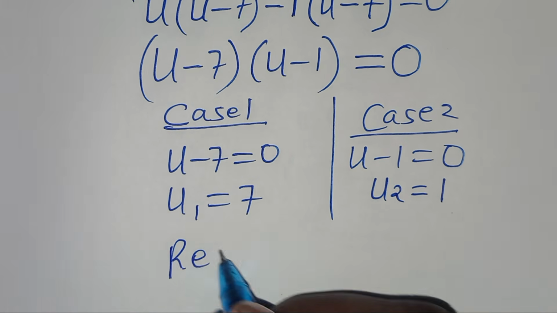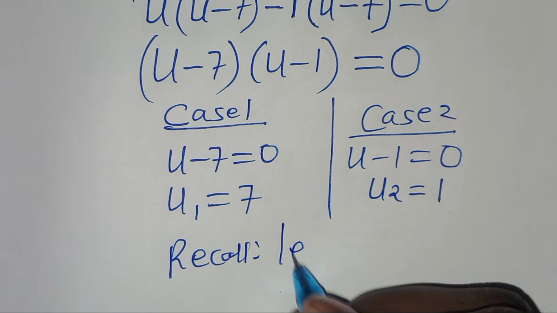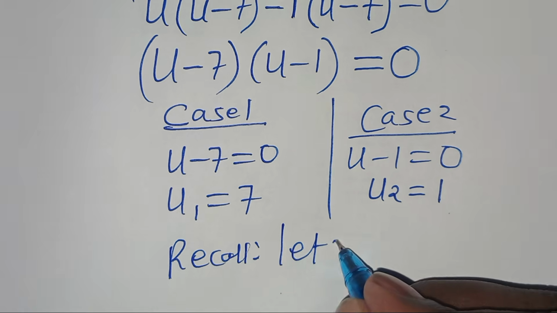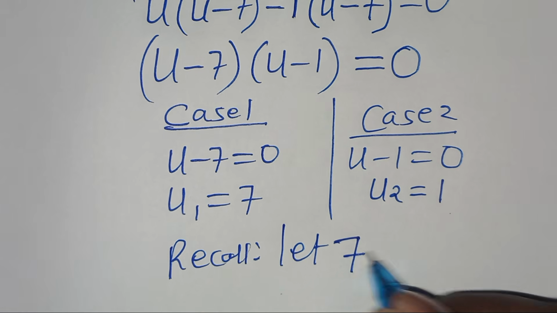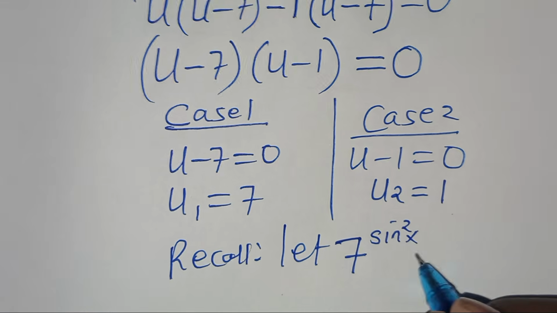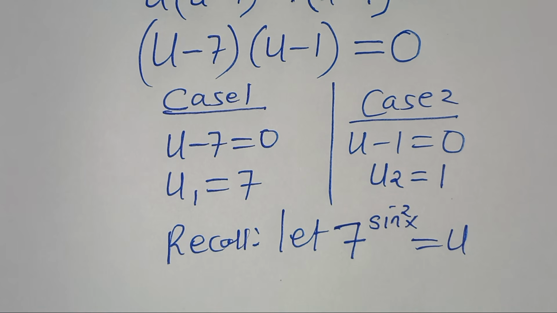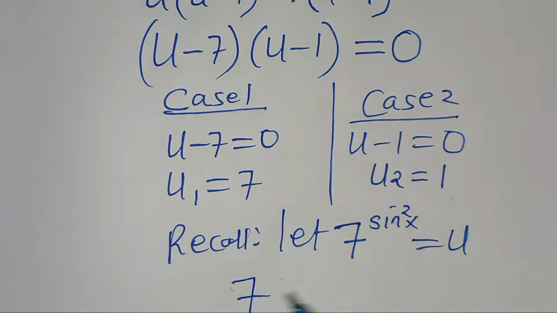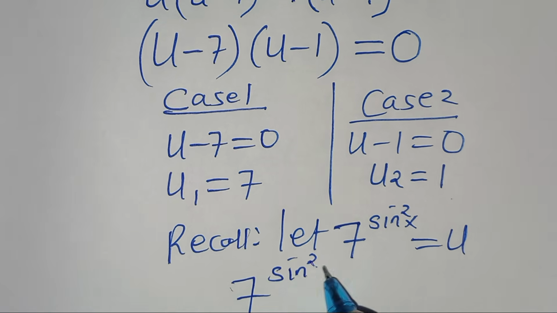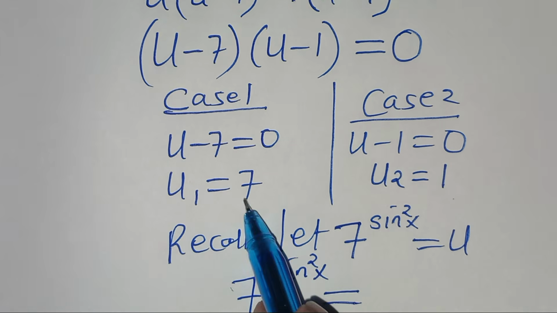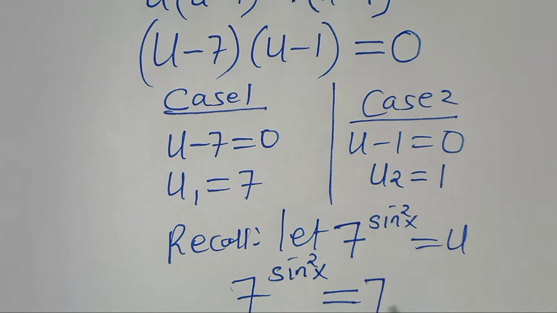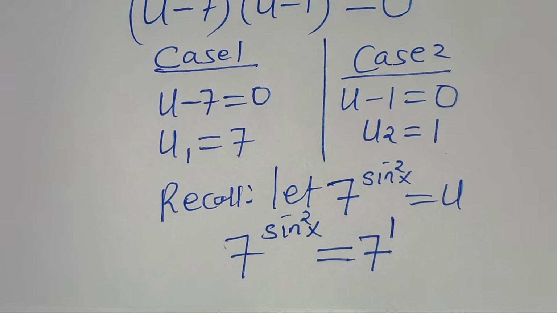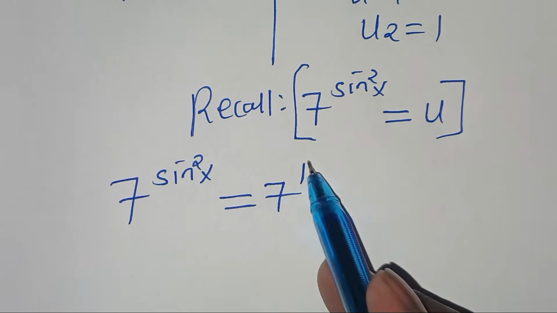If you recall, we can let 7 raised to the power of sine squared x be equal to U. So let's substitute U with 7 raised to the power of sine squared x. So this is 7 raised to the power of sine squared x. This is equal to U1. Let's start with U1. This is equal to 7. 7 is raised to the power of 1. So here we have 7 raised to the power of 1.